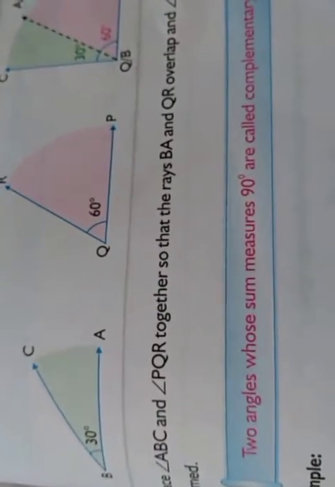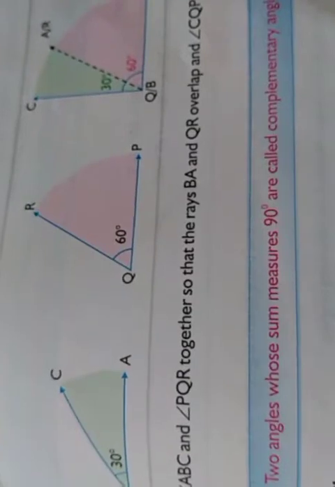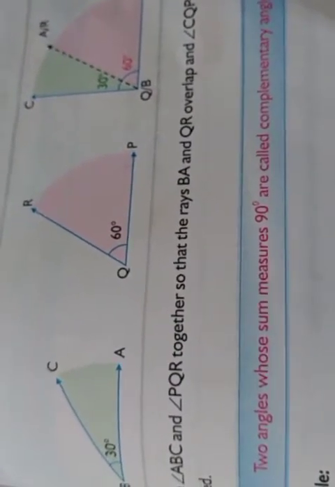Two angles whose sum measures 90 are called complementary angles. When the sum of the two angles is equal to 90, the angles are called complementary angles. Okay. Suppose here a 30 angle is there and one more angle is of 60 magnitude.